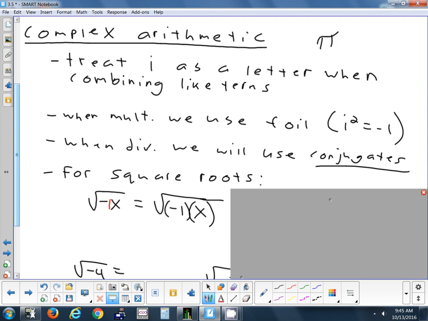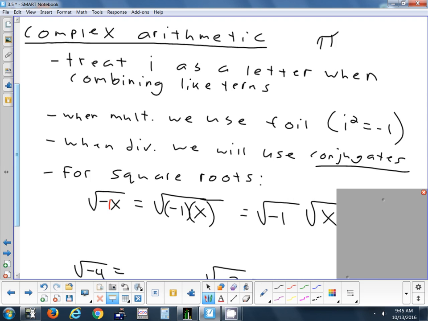Now, if you have a product, like we do under this root, you're allowed to take each factor in that product and put them into their own roots. Okay, like that. So the square root of -1 times the square root of x. And earlier we talked about the square root of -1. What is the square root of -1? I.